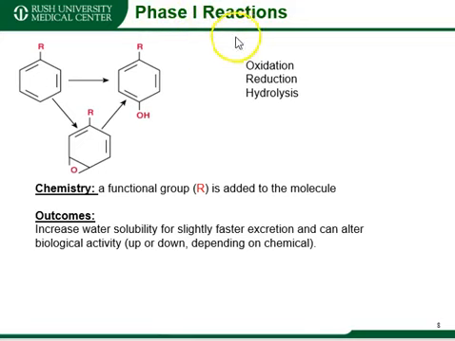Most of the phase one reactions are either redox reactions, reduction, oxidation, or hydrolysis reactions, which are shown here. In terms of outcome, we're seeing an increase in water solubility, and so these types of reactions facilitate faster excretion, and in many instances they can alter biological activity. It's hard to predict if it's going to be up or down. It depends on the chemical.